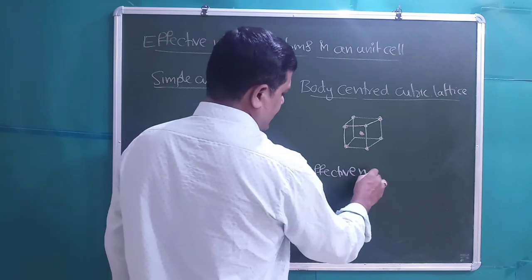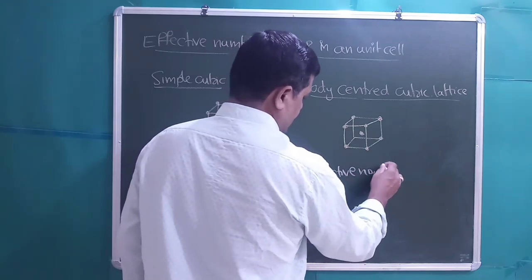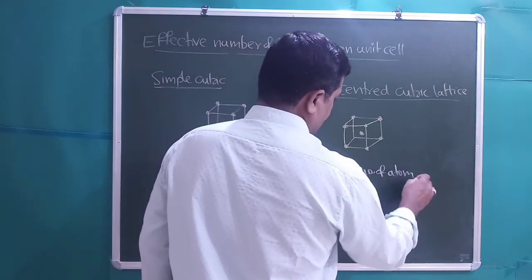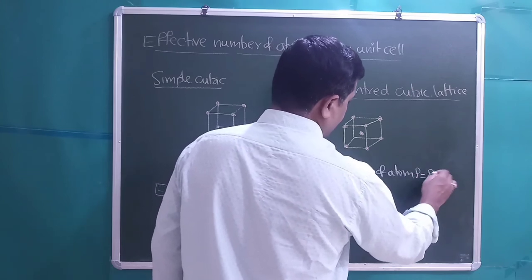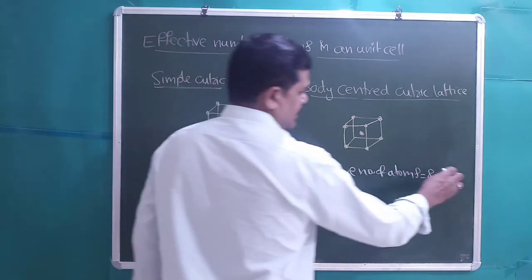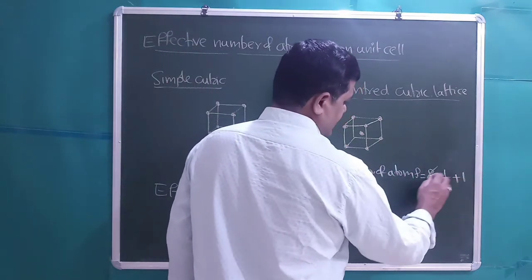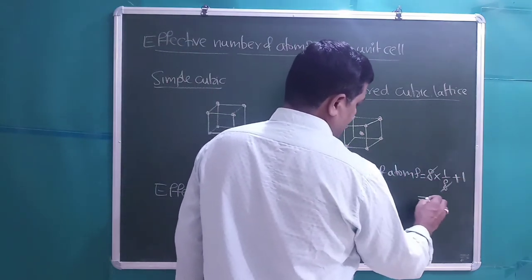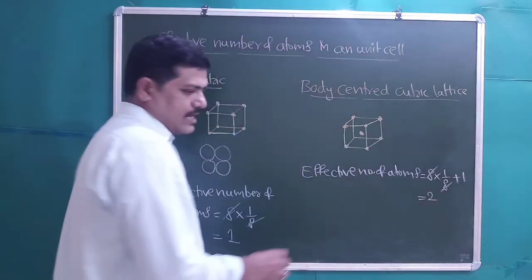is equal to 8 corners occupied by 8 atoms. Corner atom contribution is 1 by 8, plus 1 at body center. The 8 gets cancelled. So 1 plus 1 is equal to 2 we are getting, right?